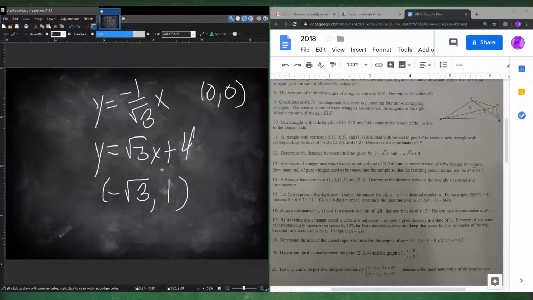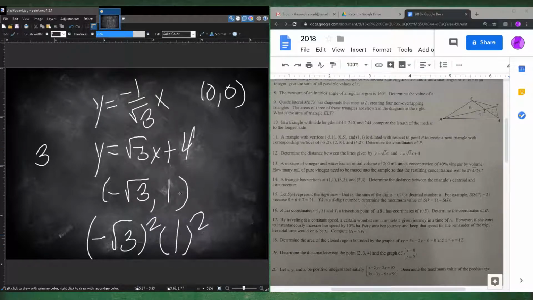So negative square root 3 minus 0 is negative square root 3. 1 minus 0 is 1, and then you square both of them, right? So negative square root 3 squared is just 3. 1 squared is just 1. Then you add those values together, so that's 4. Then you take the square root to get the distance, which is equal to 2. So the answer for number 12 is 2. Okay? Basically just that simple.